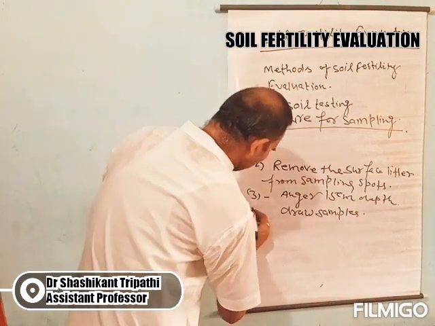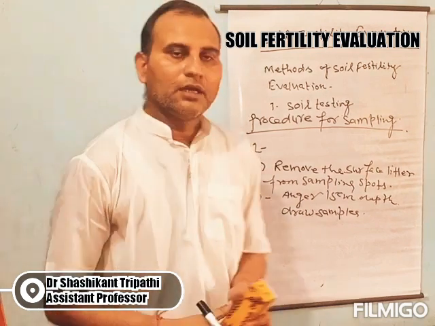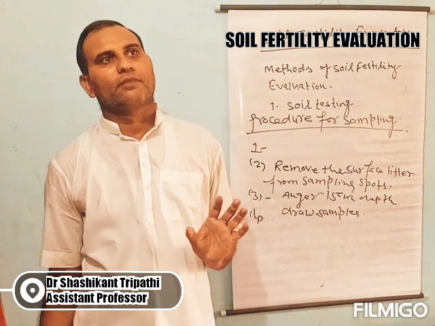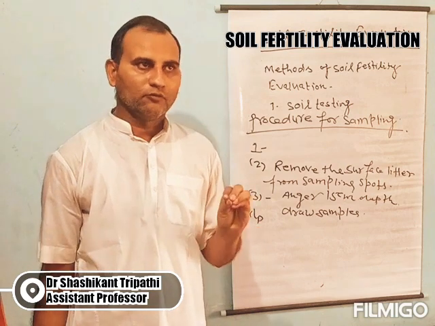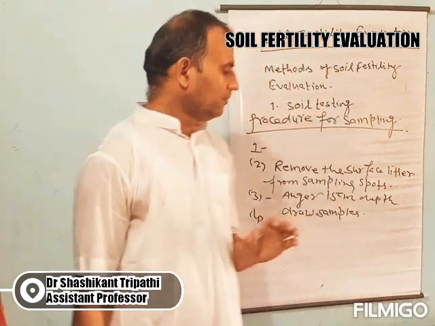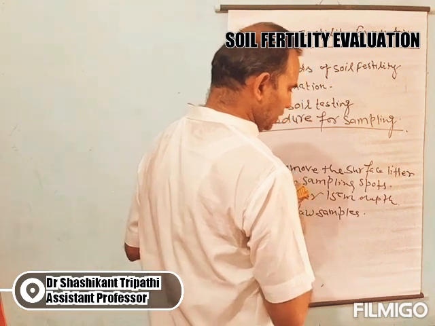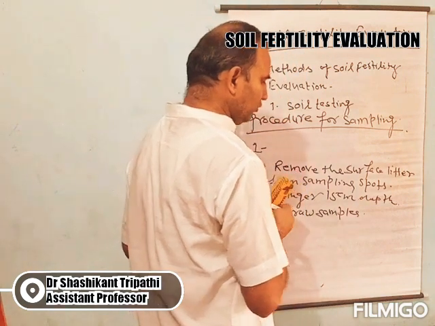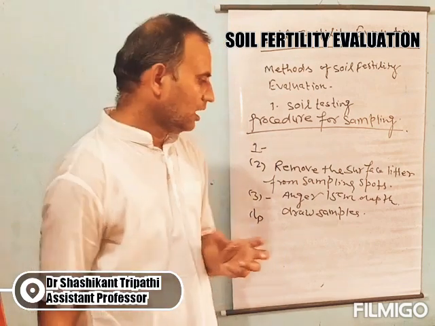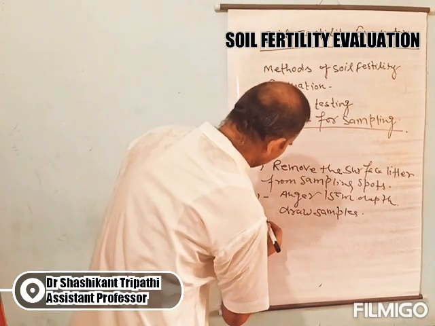Next one is, collect at least 15 samples from each sample unit and place into a clean container or tray or bucket.